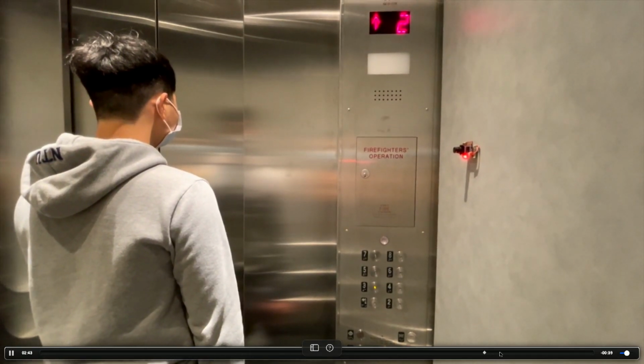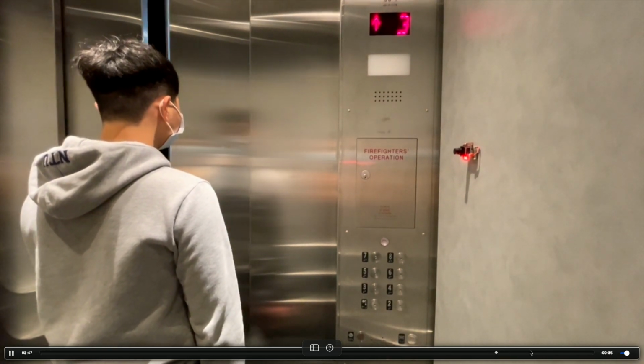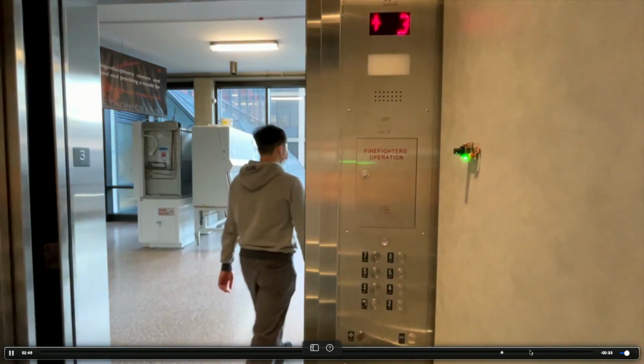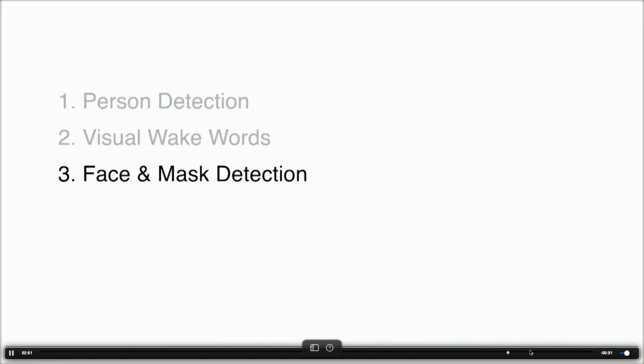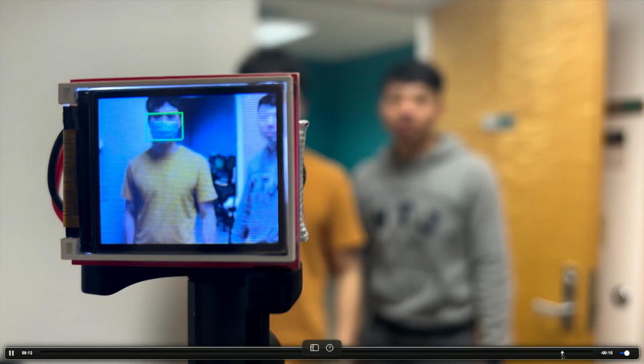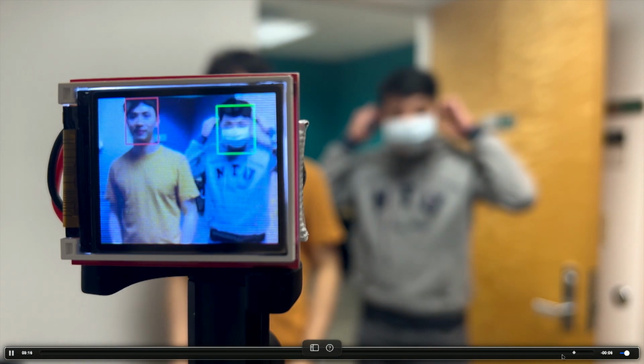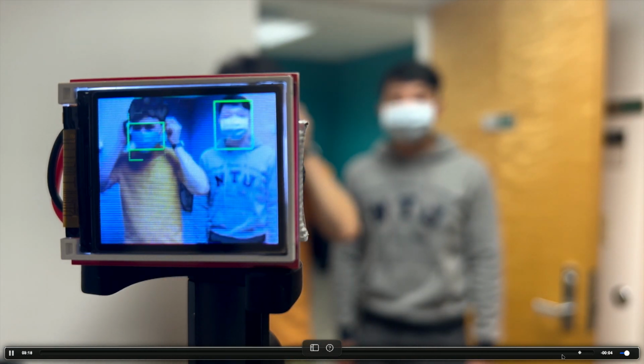We can also put such a device in the elevator. When there is a person, it is red, and when the people leave the elevator, it becomes green. We can also do face and mask detection with multiple persons, with mask, without mask, everything running locally on this microcontroller without sending anything to the cloud.